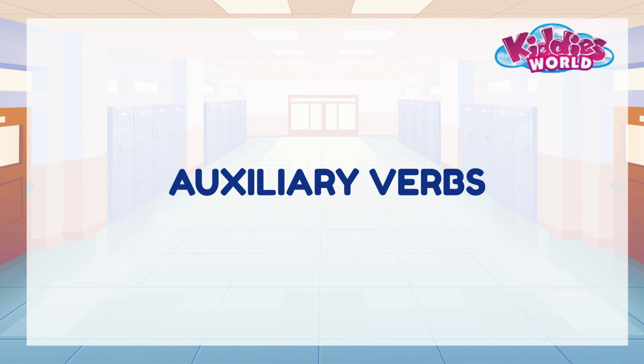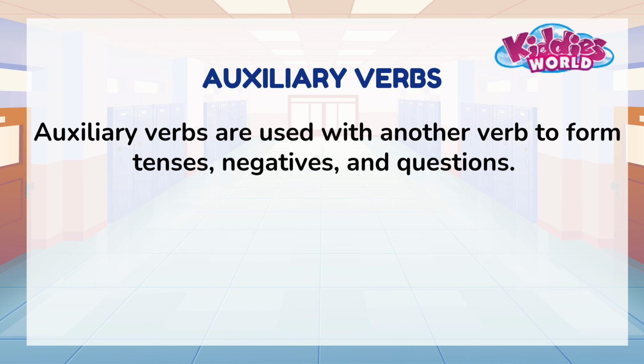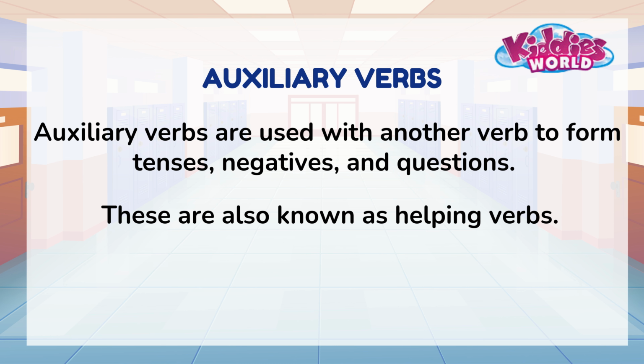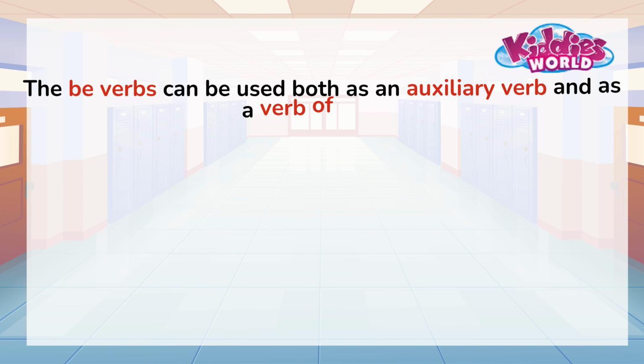Now that we've learnt about verbs, let's dive into auxiliary verbs. Auxiliary verbs are used with another verb to form tenses, negatives, and questions. These are also known as helping verbs. Some common auxiliary verbs are be, have, do. The be verbs can be used both as an auxiliary verb and as a verb of being.